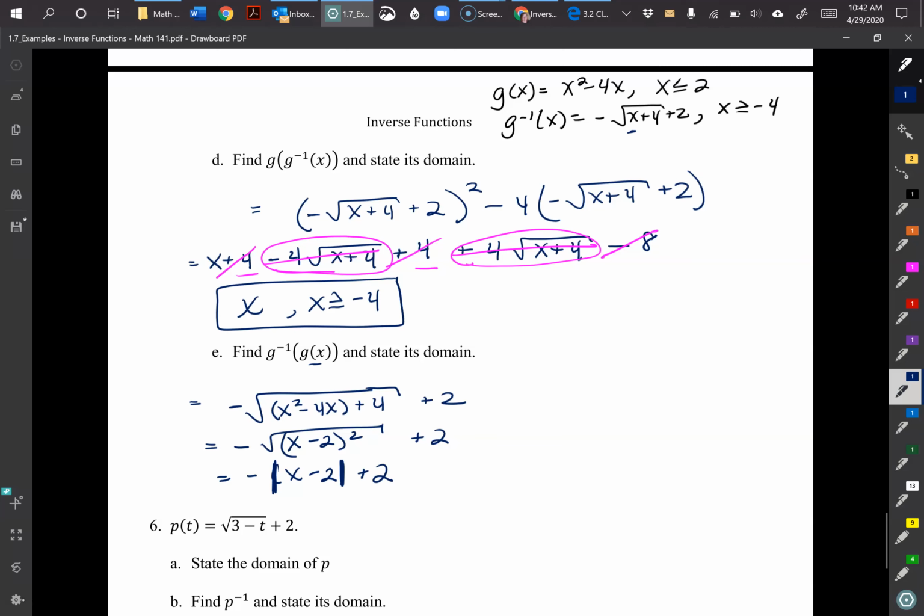So whatever's in here, this is actually going to be the absolute value. So we will end up with these two crossing out, and we'll end up with an x minus 2, and then that will give us an x, for x less than or equal to 2. So that one's kind of tricky to think about solving that out.